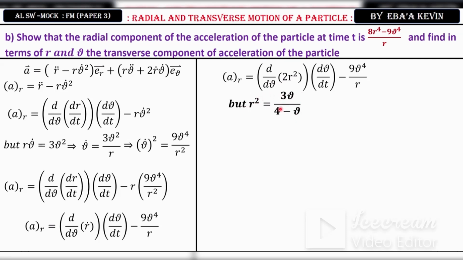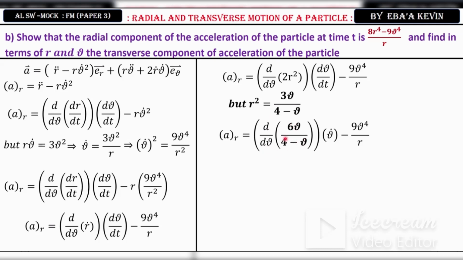So if we substitute this expression here, what are we going to get? We are going to obtain the radial component of the acceleration to be equal to d. Remember this r squared, if you multiply this by 2, we are going to obtain 2 times 3 times theta, which is 6 theta. So I have simply multiplied 2 times the expression of r squared, and I obtain finally that the radial component of the acceleration of the particle equals d, open bracket, 6 theta divided by 4 minus theta, d theta, times d theta dt, which corresponds to theta dot, then minus 9 theta raised to the power 4 divided by r. You can clearly see that this expression is in terms of theta, and we are differentiating with respect to theta.